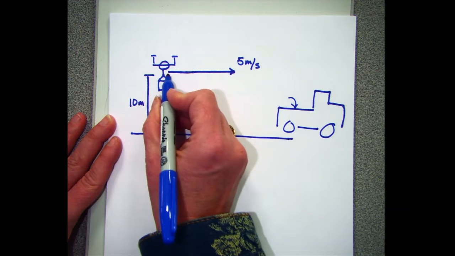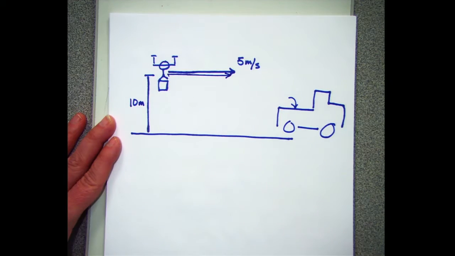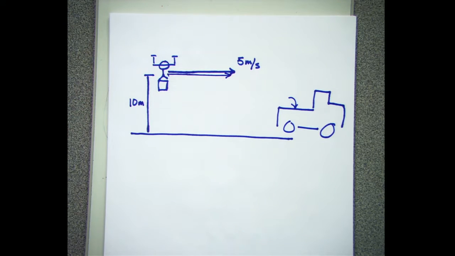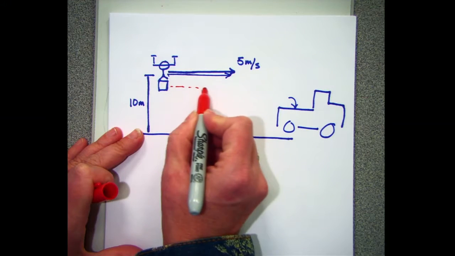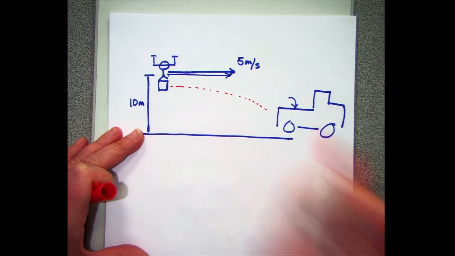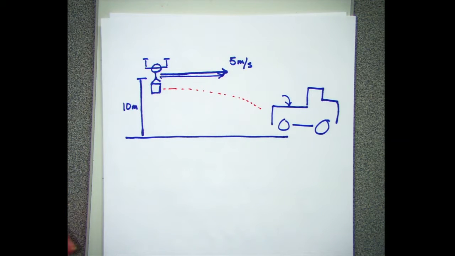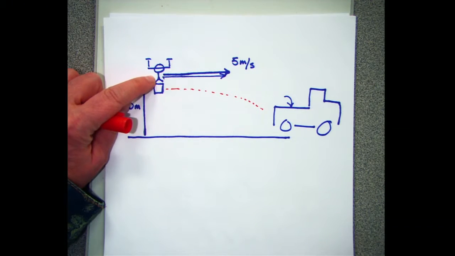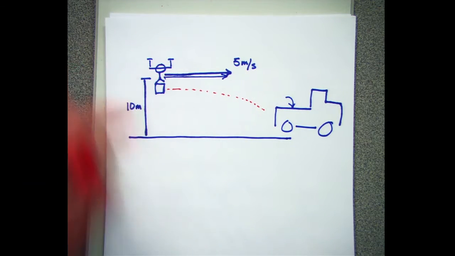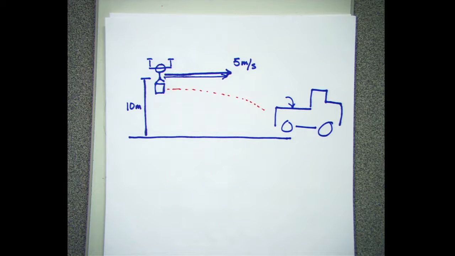But the thing about it is it's going in that direction, right? It's going 5 meters per second that direction. So we know what the path is going to look like. The path that we want it to do is fall into the back of the pickup truck. So this little thing is going to have to release the package before it gets to the back of the pickup truck, so it's got to release it ahead of time.